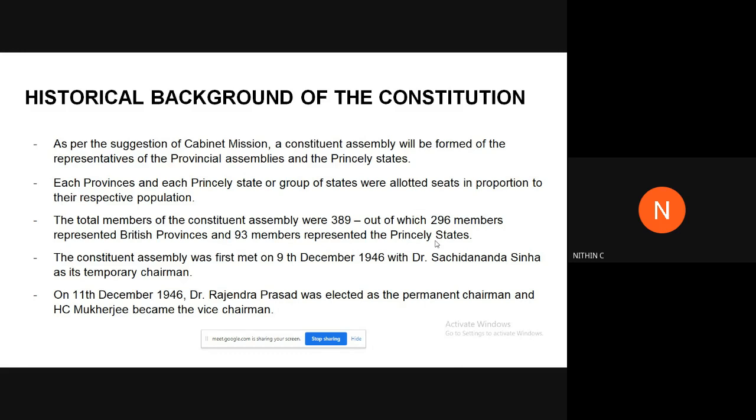So, who was the first chairman? That is, the temporary chairman was Dr. Sachidananda Sinha, and the first permanent chairman was Dr. Rajendra Prasad, with H.C. Mukherjee as the vice chairman.